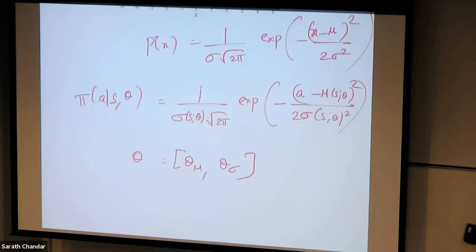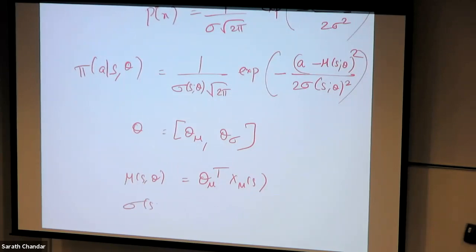For example, if we are using a linear function approximator, then mu of s comma theta is equal to theta mu transpose x mu of s, and sigma of s comma theta is, sorry, the variance has to be positive, right? Yeah, so we're looking at the standard deviation here. The standard deviation must be positive. So we're going to approximate that by using exp of theta sigma transpose x sigma of s. Is that clear?